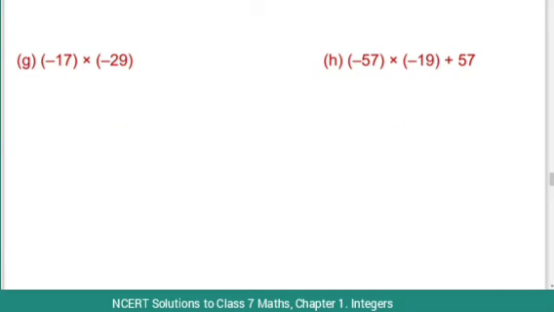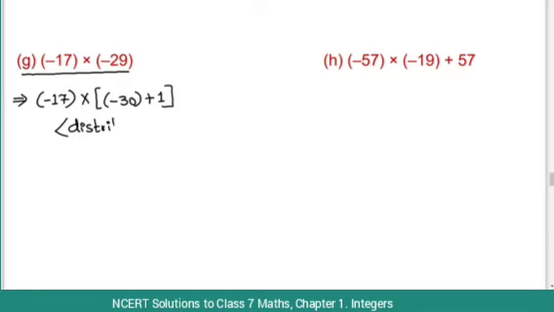Next question, G, minus 17 into minus 29. So I will write 29 as minus 30 plus 1. So minus 17 into minus 30 plus 1. So here also I have used which property? Distributive property. So mention that property in a bracket. Minus 17 into this minus 29, I have written it as a minus 30 plus 1.